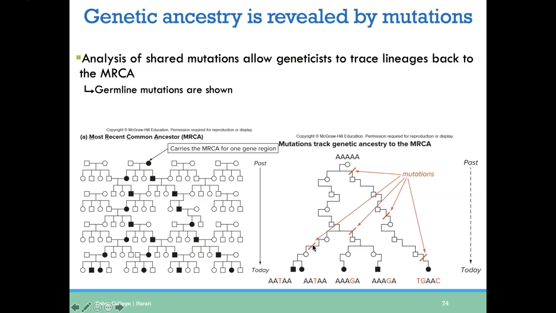It only mutated at this point because this person has the AATAA. This person has the AATAA. There must have been a different mutation here to give you this AAAGA. Oops, sorry. Because if this person had it, AAAGA, and these two people had it, but this person did not have it, there must have been a mutation at this point. Same idea. There could have been multiple mutations occurring at each point. So you can trace these mutations to track the genetic ancestry to the most recent common ancestor allele.